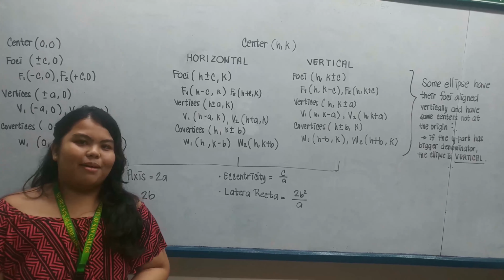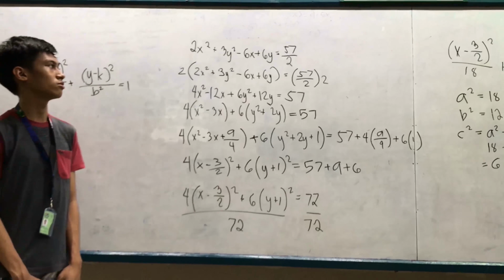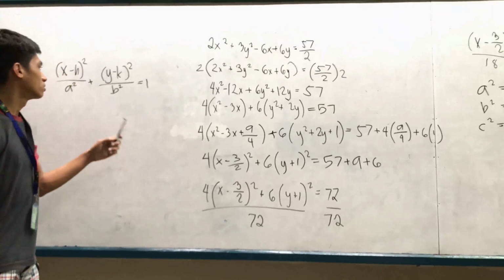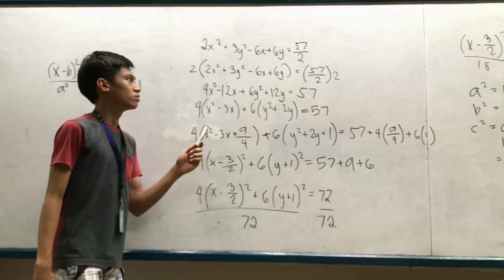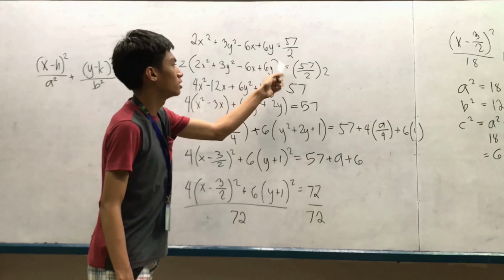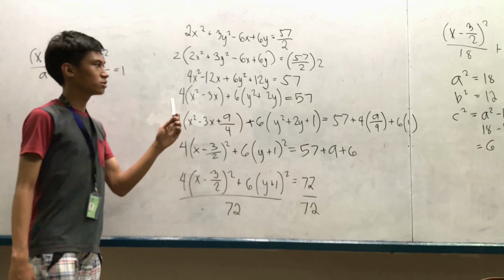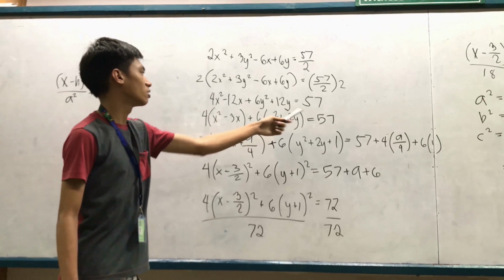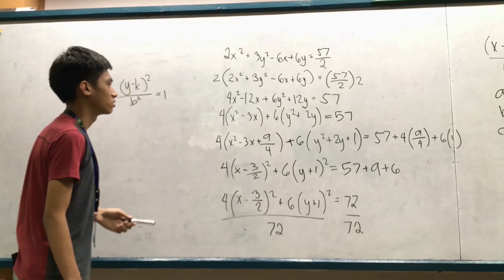Now let's go to the examples. So our example is 2x squared plus 3y squared minus 6x plus 6y equals 57 over 2. So the first thing we need to do is to find the standard form of the equation. So we need to remove the denominator by multiplying both sides by 2. After multiplying both sides by 2, we need to group the terms. So this is the equation after grouping both terms x and y.